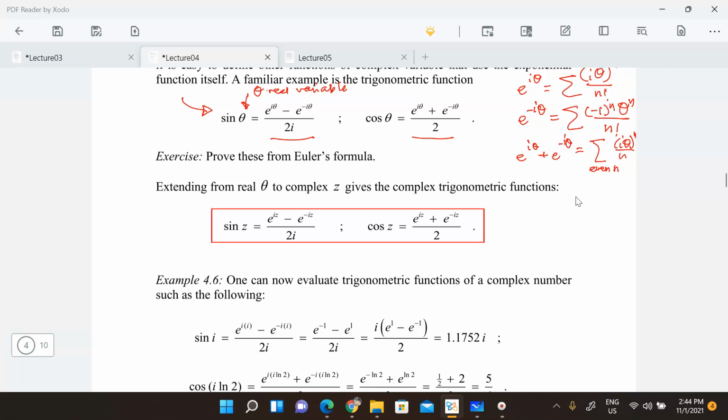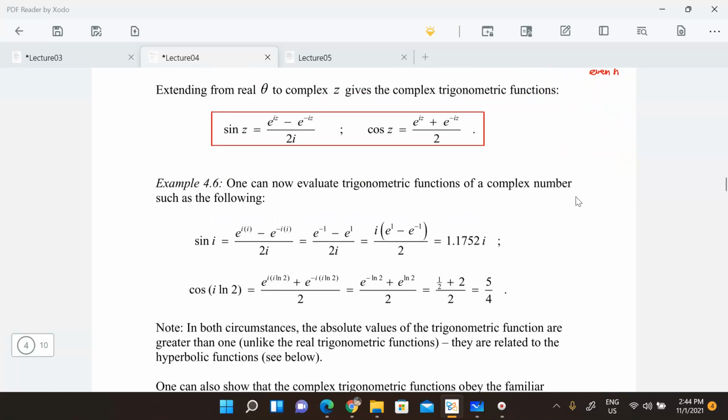One can check a few, and these are fine. You remember that exponential of iz is a convergent series, exponential of minus iz is also a convergent series. So there's no problem defining these two. So what one could try to see is how to evaluate this. Here again are some examples, just like before.